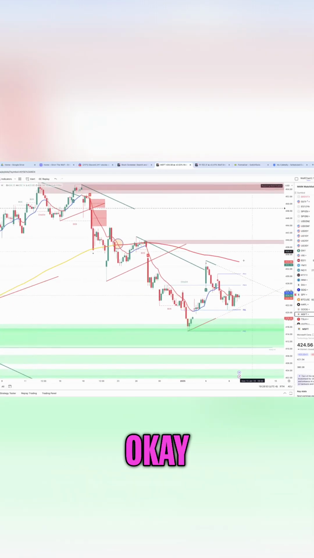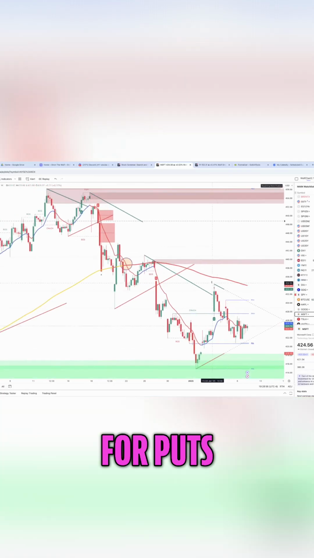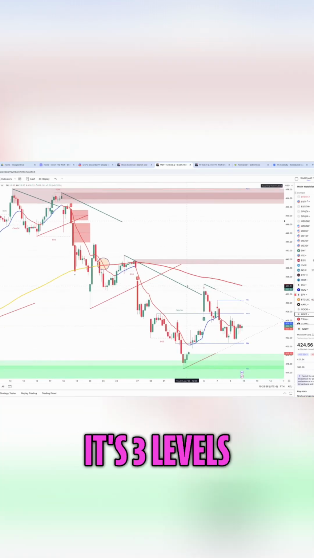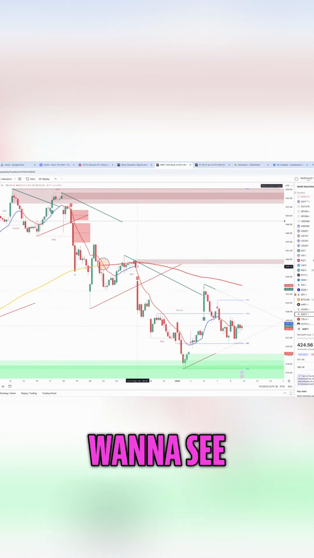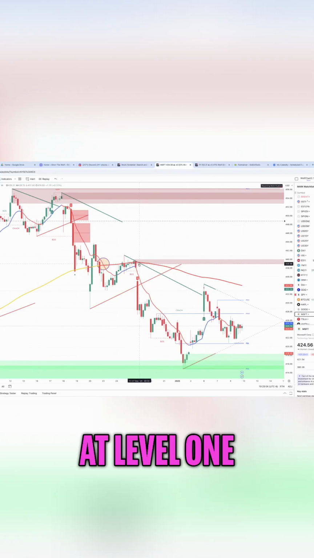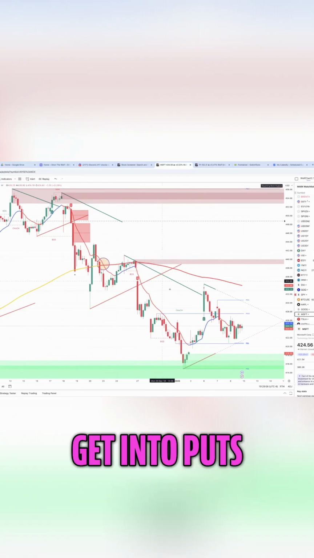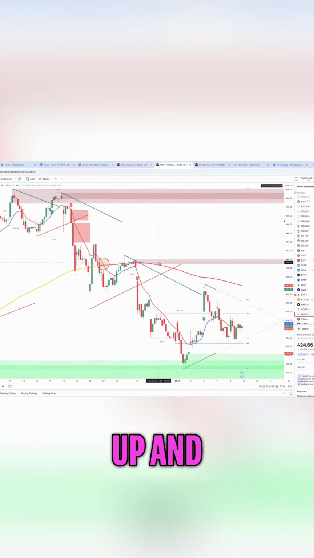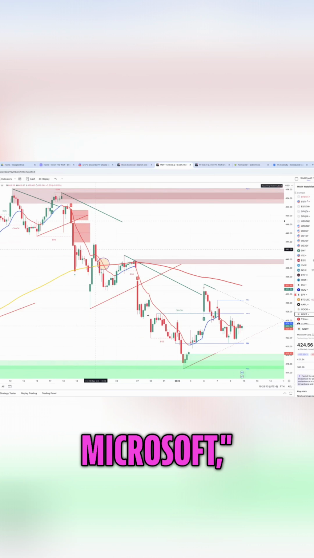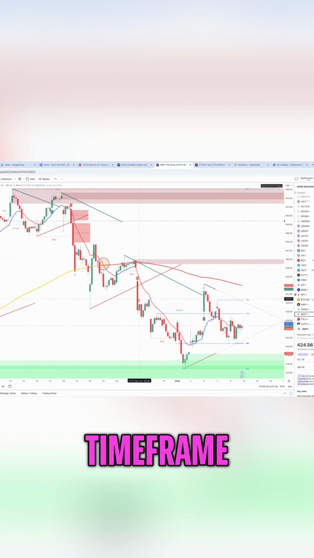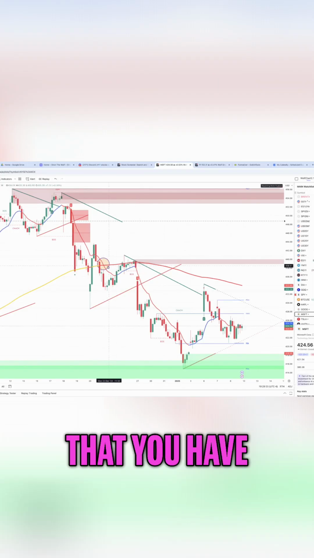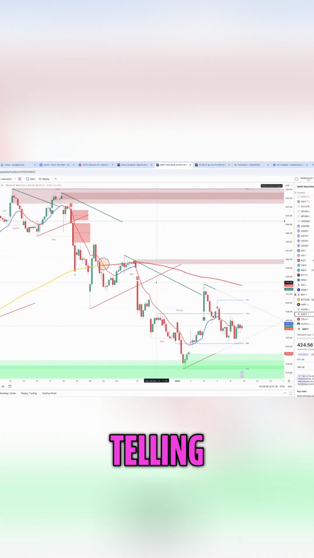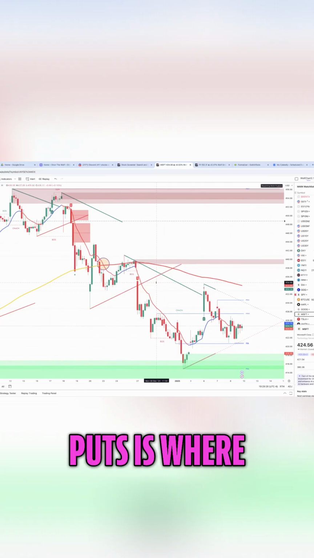Okay. So when you're looking for puts, it's three levels to the confirmation system. And what you want to see at level one, when you're trying to get into puts, when you open your chart up and you say, okay, I want to get in puts on Microsoft, you have to make sure that the time frame you're going to take the trade on, whether it's the 5 minute or 15 minute, and you want to make sure that the setup is telling you and the trend is telling you that okay, puts is where the money is.